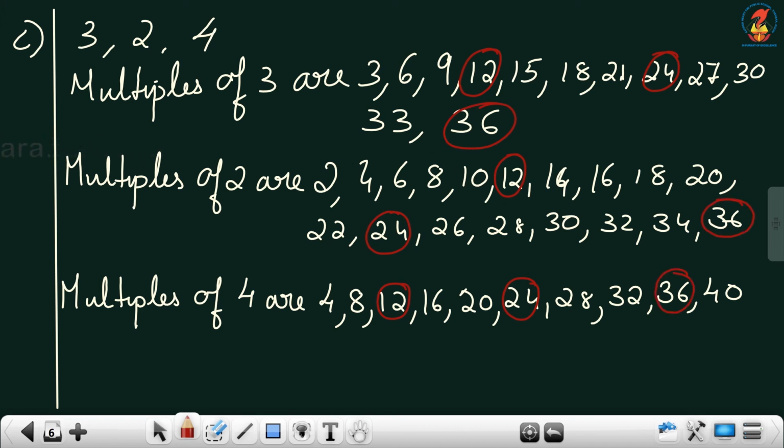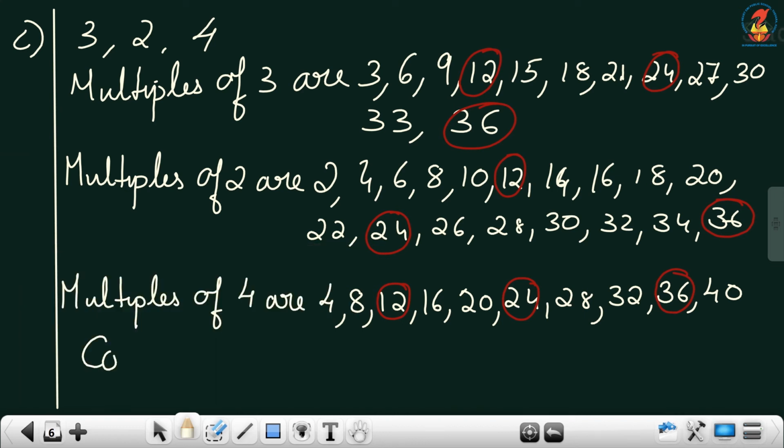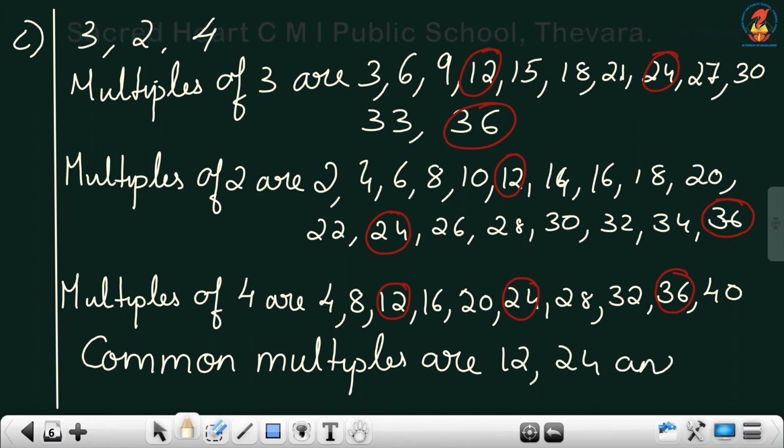So which are my common multiples now? I found out only 3 common. If you want, you can find out 5 common multiples. Common multiples are 12, 24 and 36. Children, if you want, you can find out 5 common multiples. Okay, so this is how you find out common multiples.